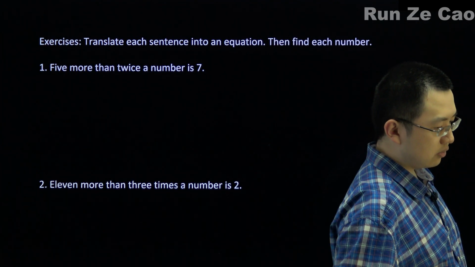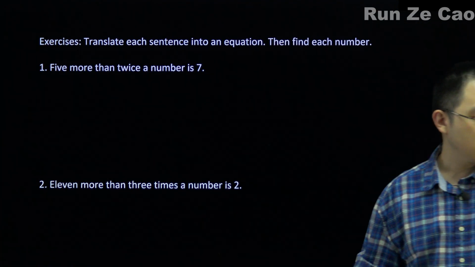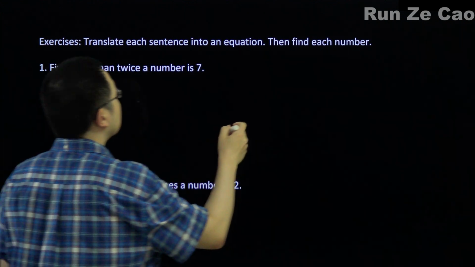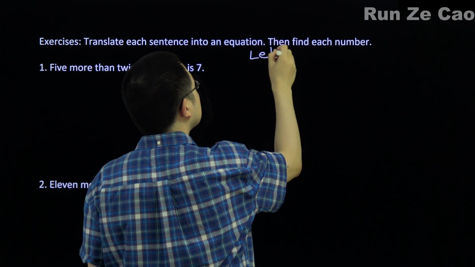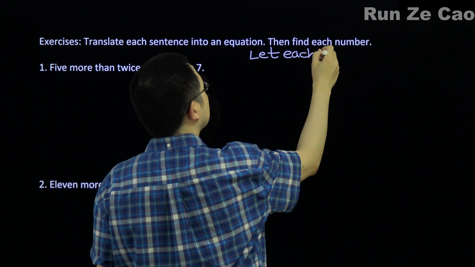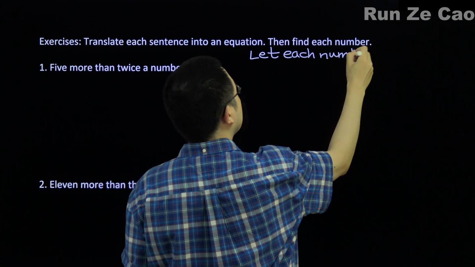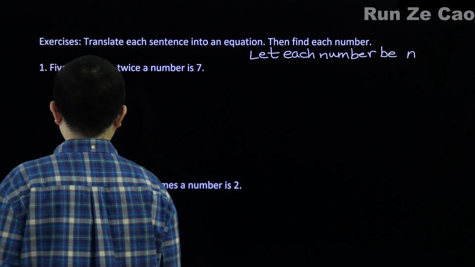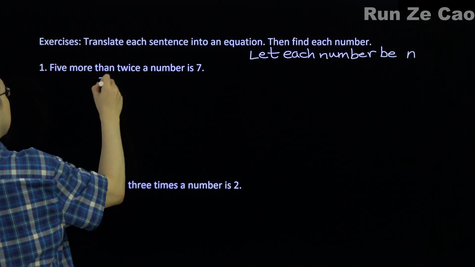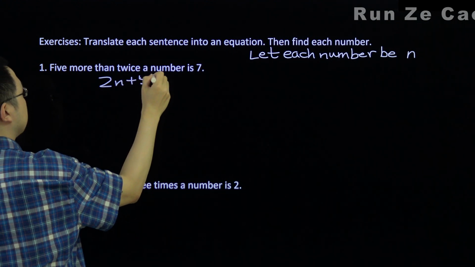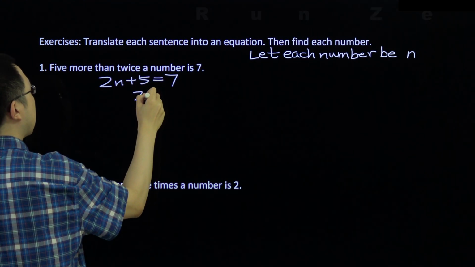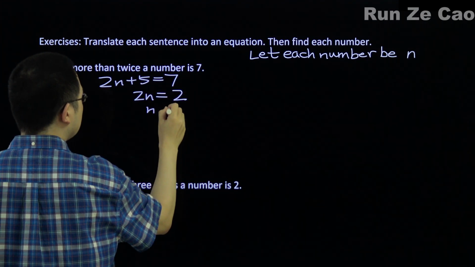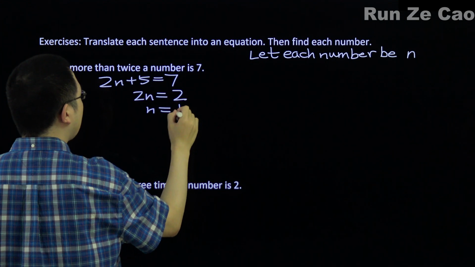Translate each sentence into an equation and then find each number. 5 more than twice a number is 7. So let each number be n. There. 5 more than twice a number? Well, that's 2n plus 5 equals 7. 2n equals 7 minus 5 equals 2. n is equal to 2 divided by 2, or 1.